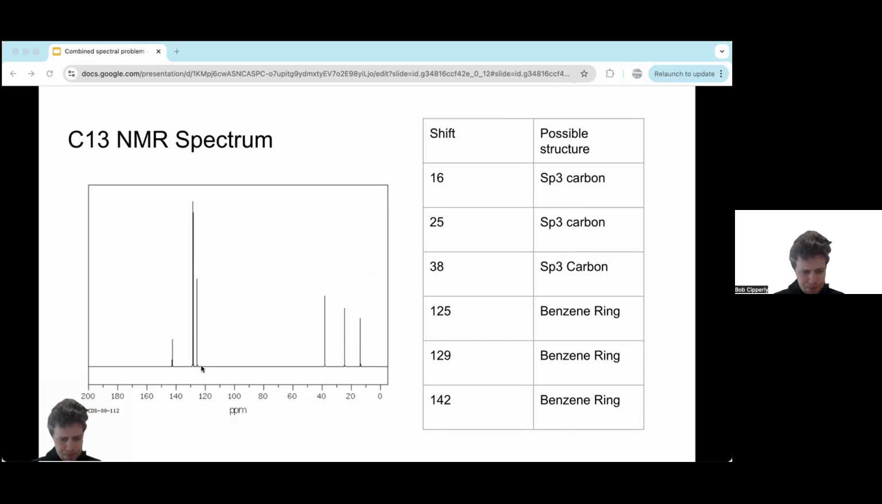So these in the 120 to 140 range fell into the category of a benzene ring. So this gave me more of an idea of what the possible structure would be like. It's showing that we have what looks like 6 shifts. So there could be some symmetry in this as well with the ring, which would make sense.